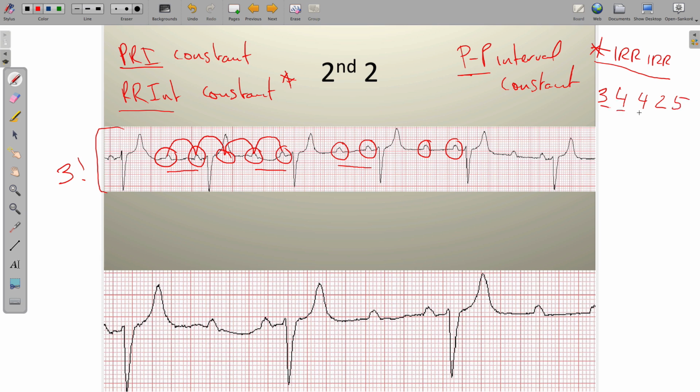This is going to make this an irregularly irregular rhythm. This is less common than what you're going to see here with this example, and that is a constant R to R interval. So if you look at the R to R interval here, it is very constant. Right? They're the same exactly across the board here. Constant R to R, constant P to R, and more than 2 P waves for every QRS complex. This defines second degree type 2.